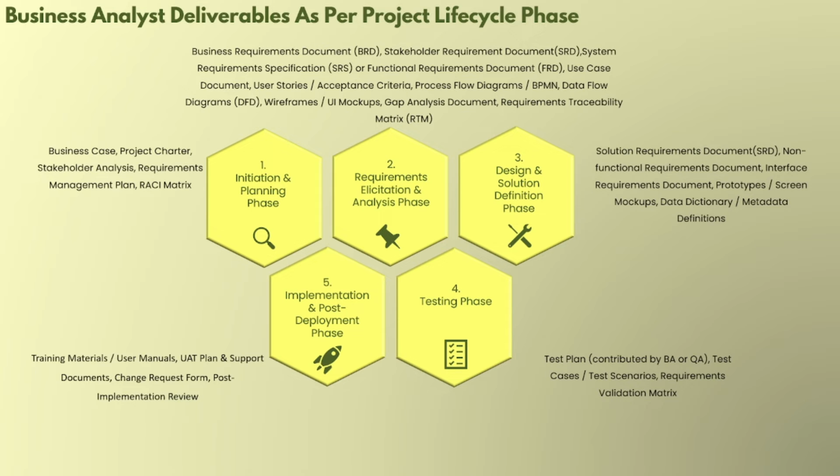And the last is the implementation and post-deployment phase. The documents that may be required are training materials, user manuals, the user acceptance testing plan, that is the UAT plan, which we discussed already, then UAT support documents, then the change request form, which is very important, then post-implementation reviews. In my personal experience, the most important documents here are training materials. These are user guides, quick reference sheets, and presentations that help end users understand and use the new system effectively. The user manual is the same as training material.